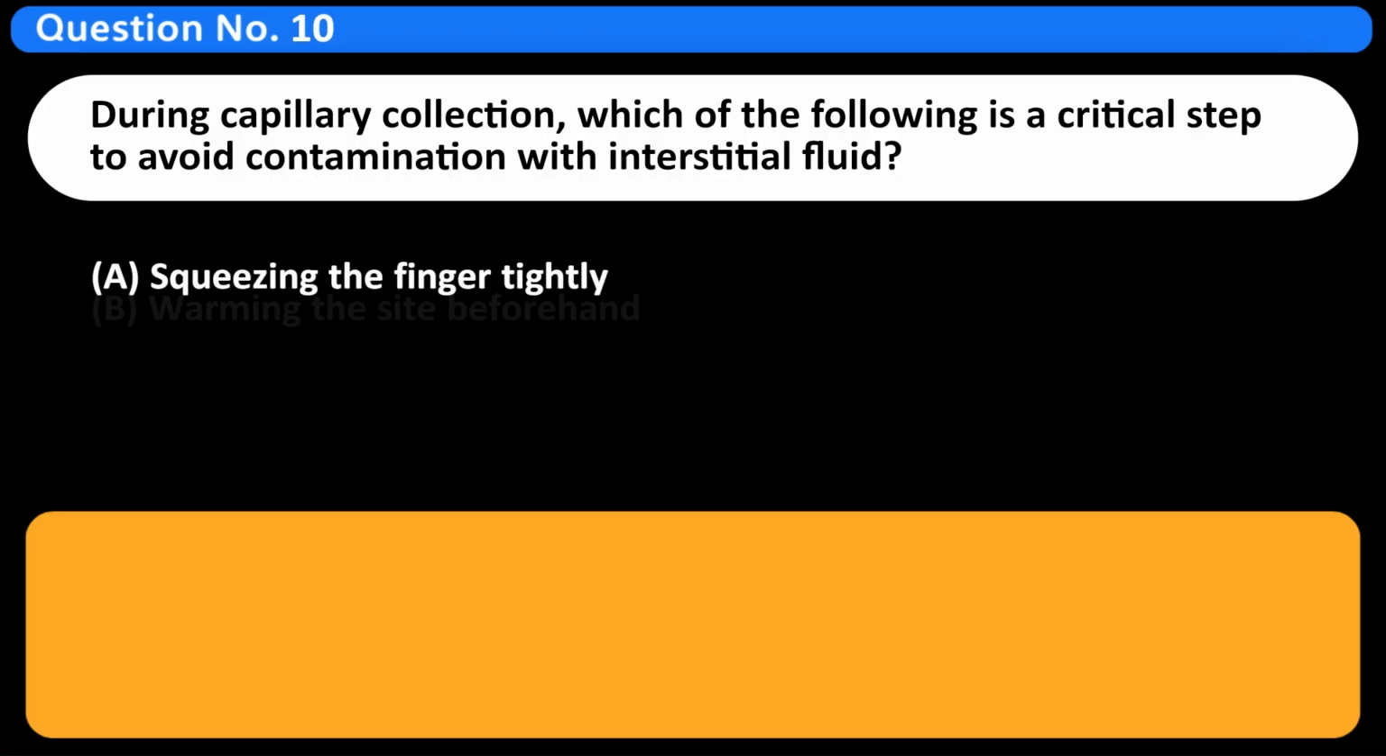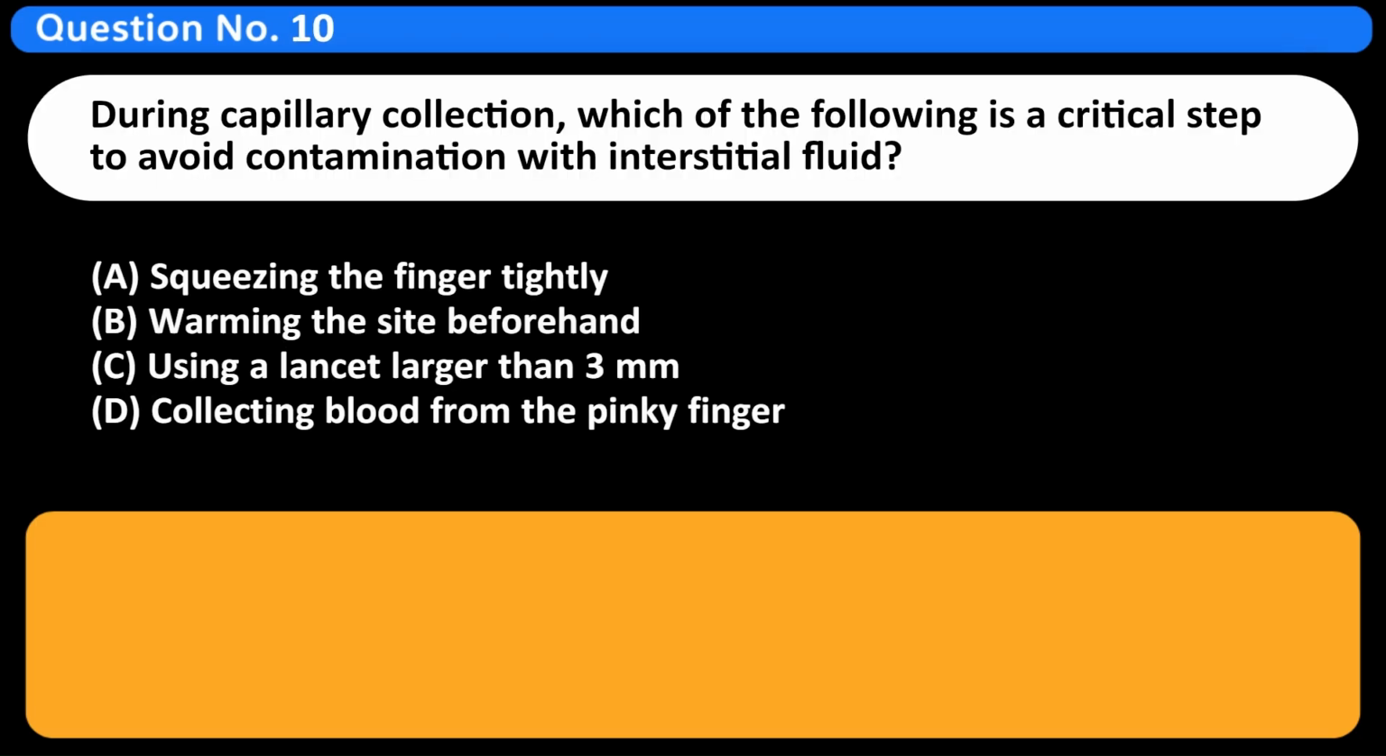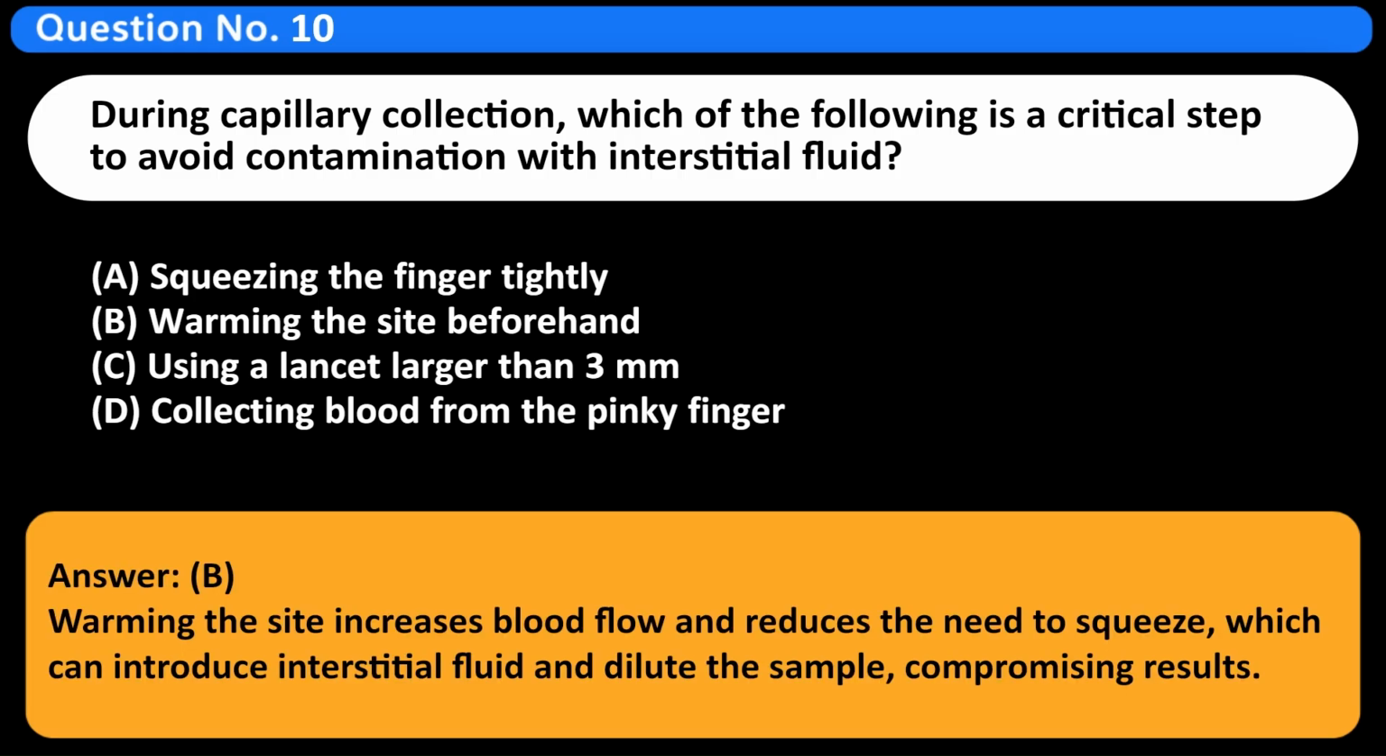During capillary collection, which of the following is a critical step to avoid contamination with interstitial fluid? A. Squeezing the finger tightly. B. Warming the site beforehand. C. Using a lancet larger than 3 mm. D. Collecting blood from the pinky finger. Answer: B. Warming the site increases blood flow and reduces the need to squeeze, which can introduce interstitial fluid and dilute the sample, compromising results.